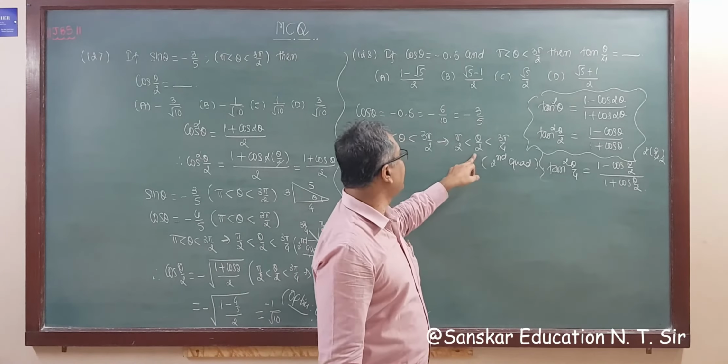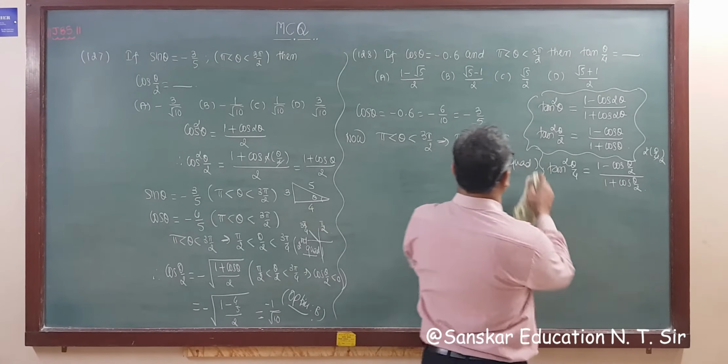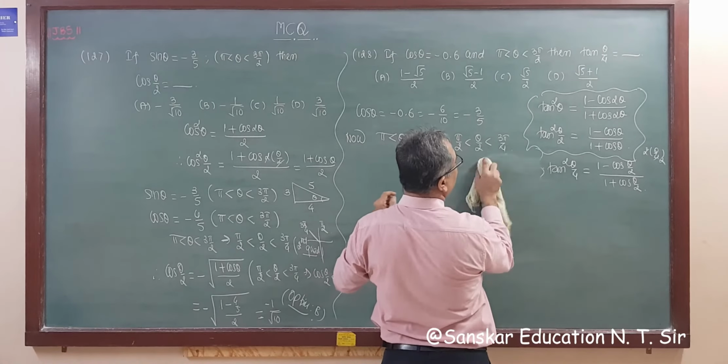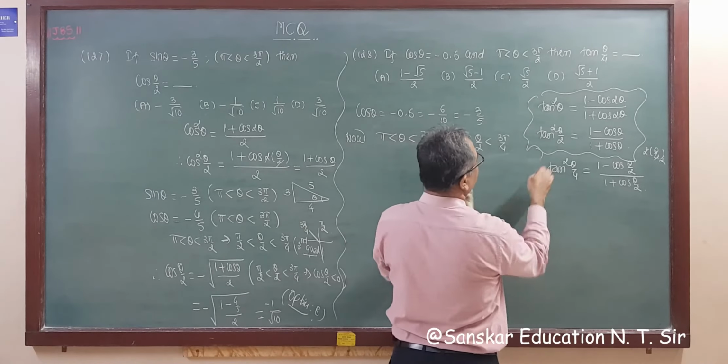Now this is pi theta by 2, right? But we have to find out the value of theta by 4. So this quadrant is also changed. This quadrant will be also changed, right?